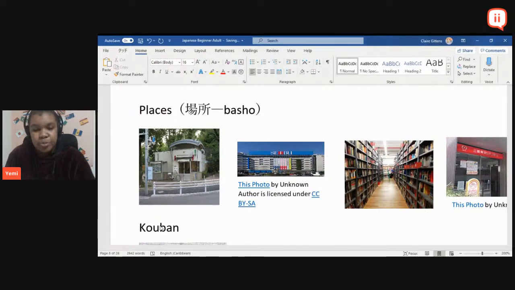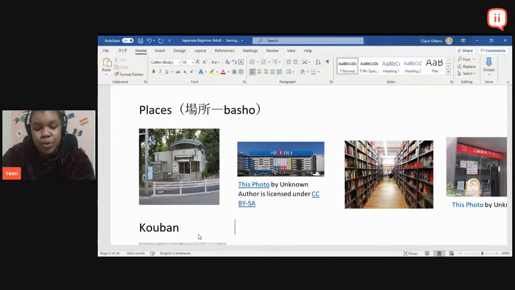Koban. Okay, so the police box is usually in the middle of the city, near a train station, near major intersections. This is where you would usually go if you have a problem. Your bicycle disappeared, someone took your bicycle, or you forgot your wallet somewhere. This is where you go to report that sort of thing. A keisatsho, which is a big regional police station, you would go to for more formal procedures, like you need to change your name on your driver's license. But the koban is where you would go to report most minor issues.